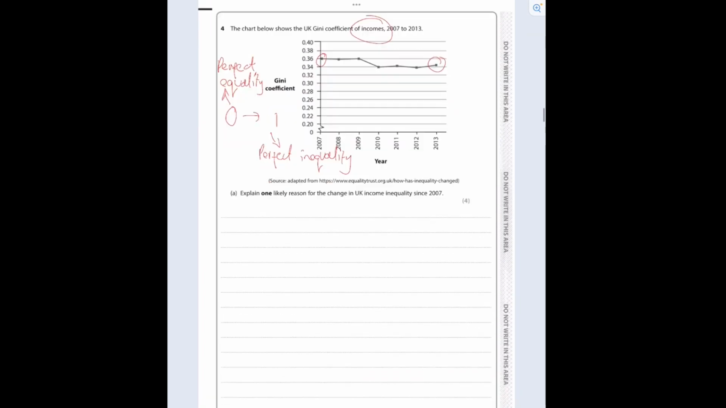So the first thing I'm going to do is reference the data. The Gini coefficient has fallen from 0.36 in 2007 to, let's say, 0.34 approximately in 2013.